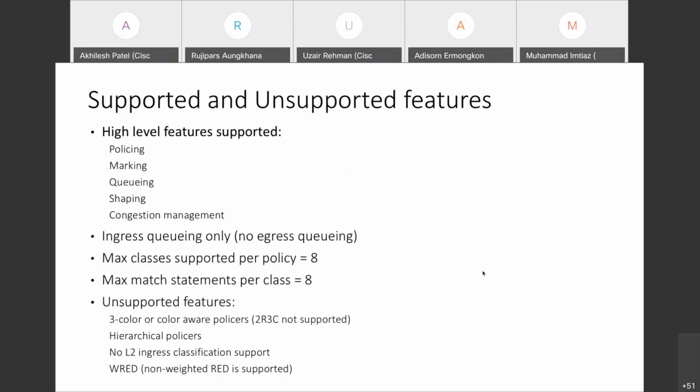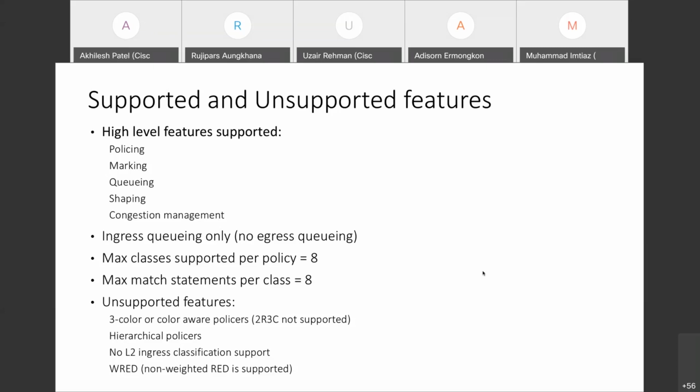So to start with what is supported and what's not supported at a high level, the following features are supported, which are policing, marking, queuing, shaping, and congestion management. Just keep in mind that we have only ingress queuing. There is no egress queuing. There is no queuing on the egress side. All the features which require queuing are only on the ingress side. And we'll talk in great detail about that.